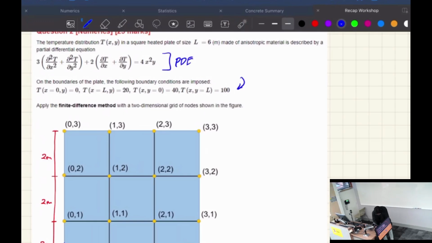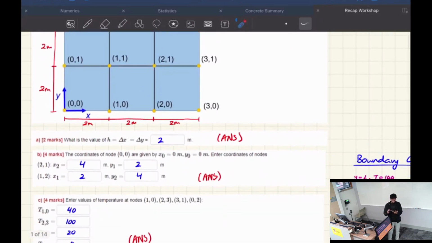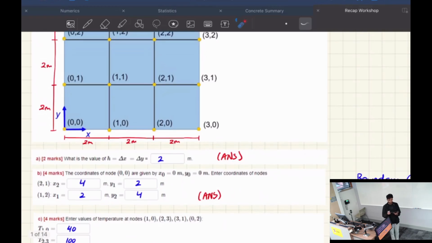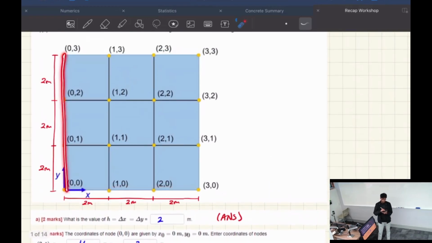And they've given us some boundary conditions over here. These boundary conditions are mainly just the temperatures at the boundaries. These are known and given to us. However, we don't know what the ones in the middle are, so we're going to have to calculate those. First question, what is the value of h, which is equal to delta x, which is equal to delta y? They've told us these are equal, these three subintervals, and they're each 6 meters in length. So we can split it into 3 equal sizes, which is 2 meters each. Pretty simple.